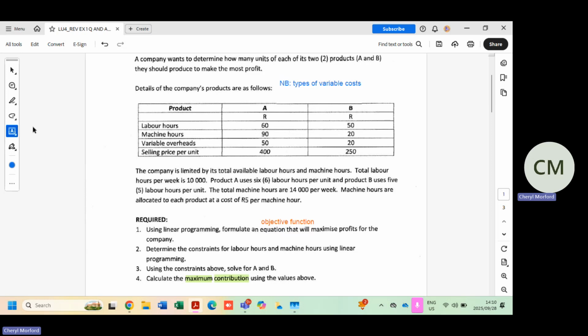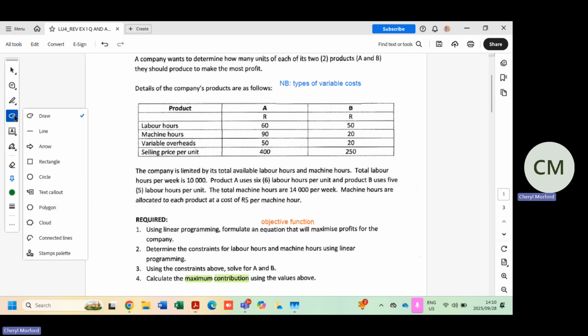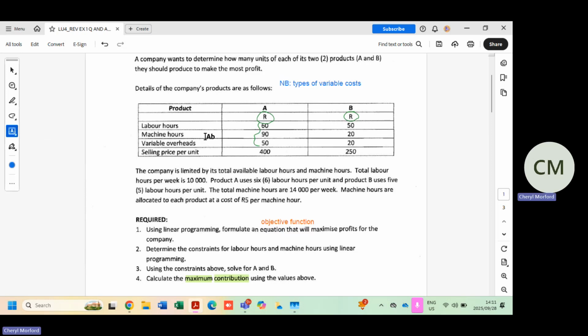So if we have a look at it here, we're going to have something to do with labor hours, machine hours, and variable overheads. So what you must notice over here is these have Rand signs there. Because it's Rand signs, it indicates that these are all cost values, not quantities. These are costs. Just move that so it's visible there.